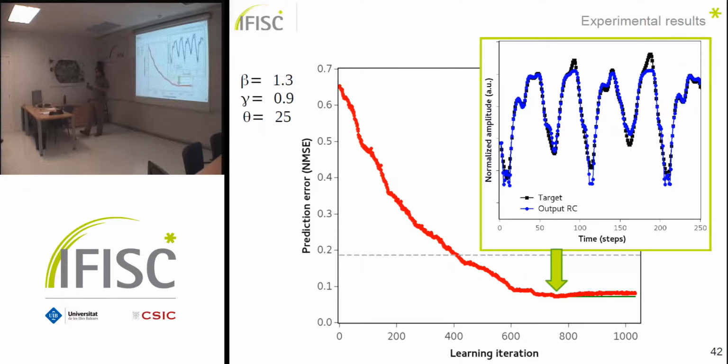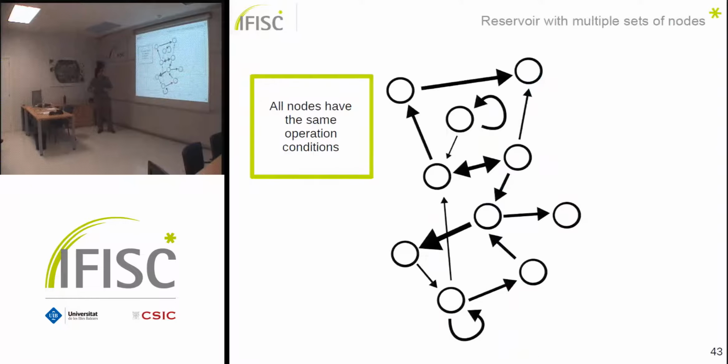This increased the number of nodes from 900 to more than 2,000, and even close to 2,500, so that we have more than doubled the number of nodes in our network. And the other thing that we do is the following. Until now, all the nodes use the same operation conditions, so it means that they use the same feedback strength, injection strength, and phase offset.